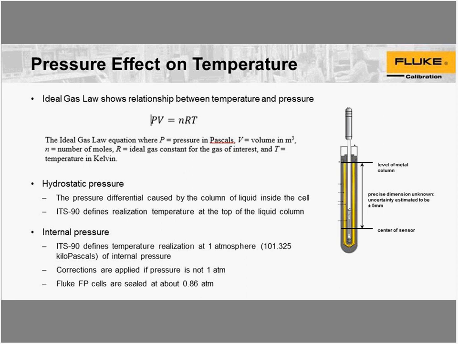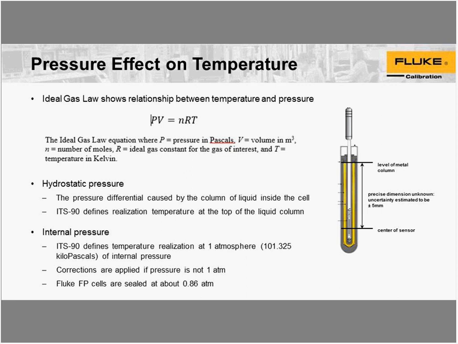When you have a liquid in a column, you remember from your chemistry days or your physics days that this exerts a pressure at the bottom of the column. The weight of the liquid column creates a pressure differential as you go down the column. And so pressure will be a little bit higher at the bottom of the cell, which is where the SPRT resides. It's important to keep in mind that the ITS-90 temperature for fixed point cells is assigned at the top of the liquid column.